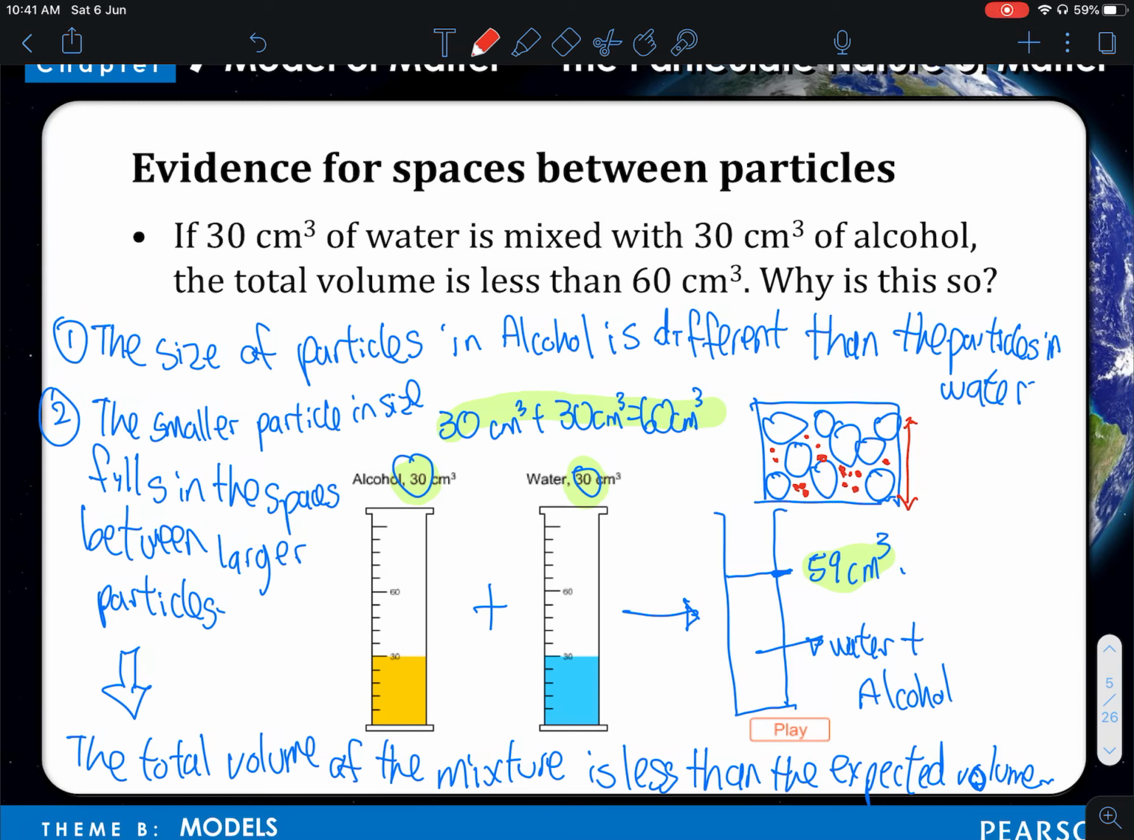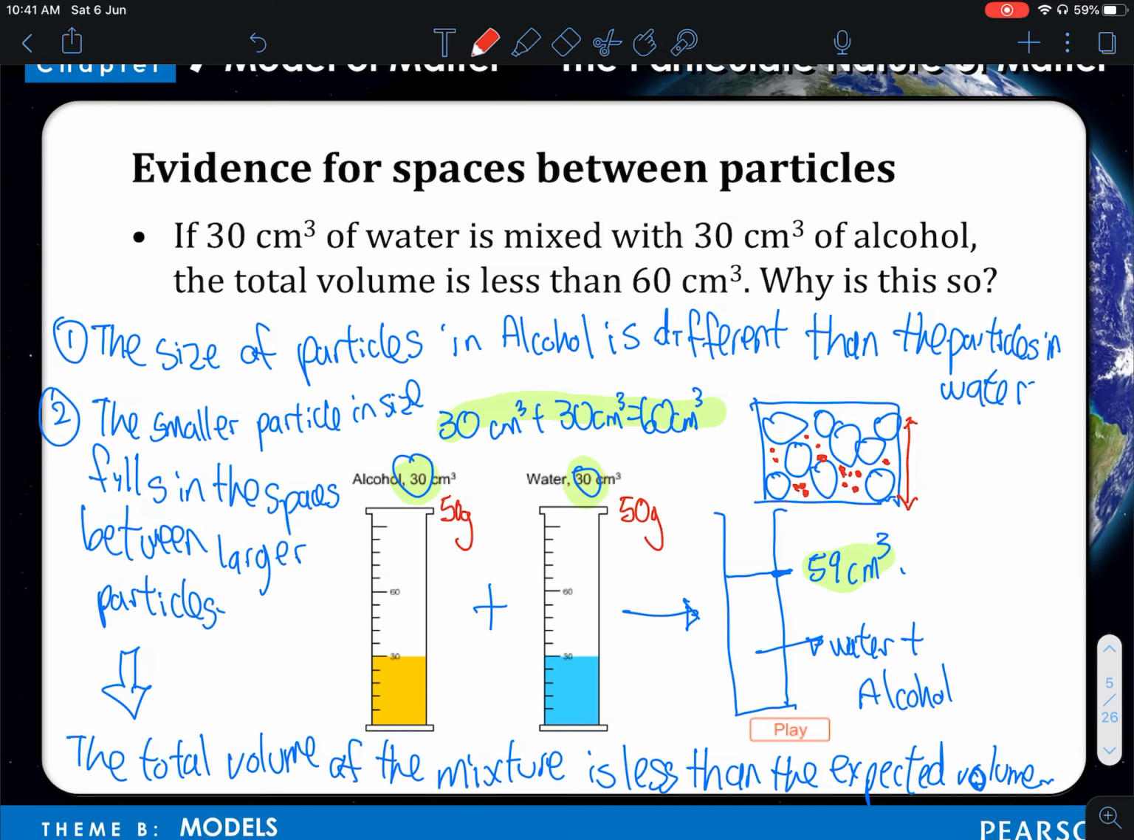However, let's think about it. I change the question from volume now to mass. Let's say this is 50 grams for 30 cm cube, and now water will also have 50 grams.